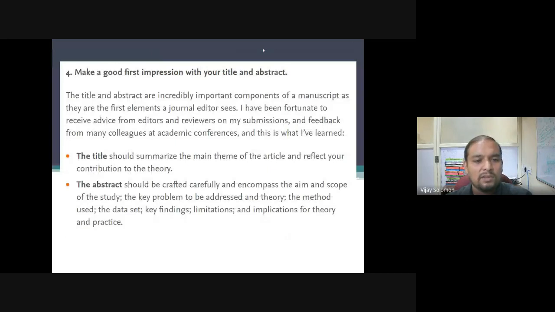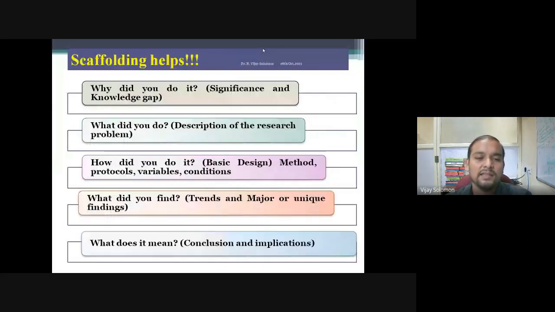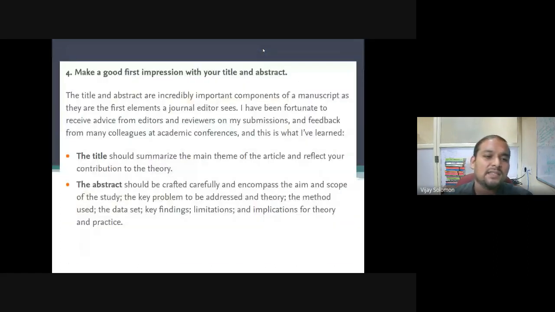Now, a few things I have taken from Elsevier, Springer and Wiley. These journals commonly say that the title should summarize the main theme of the article and reflect your contribution to the theory. And the abstract should be crafted carefully and encompass the aim and scope of the study, the key problem to be addressed, the theory, the method used, the data set, and key findings. If you have limitations, yes, you need to mention that, and the implication of that particular work.